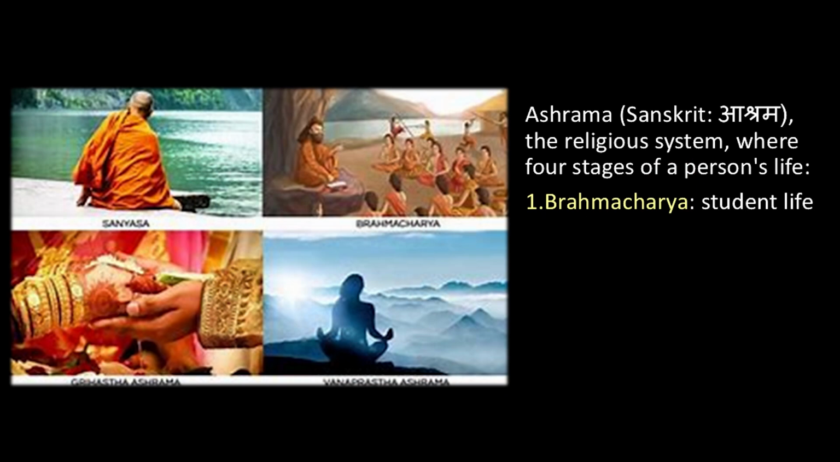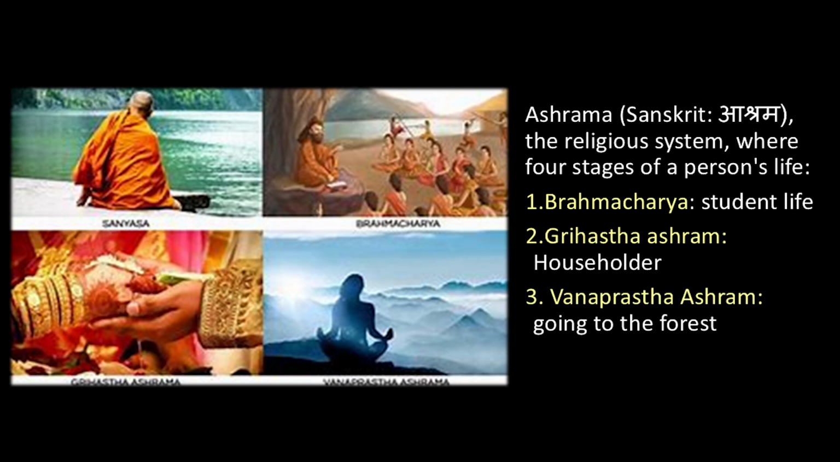So first of all, looking at one example, the Hindu system of ashrama, the religious system, where they said there are 4 stages of a person's life. These are the student life, which is brahmacharya, then householder, which is grahastha ashram, then vanaprastha ashram, that is going to the forest, and sannyasa, that is the last stage.